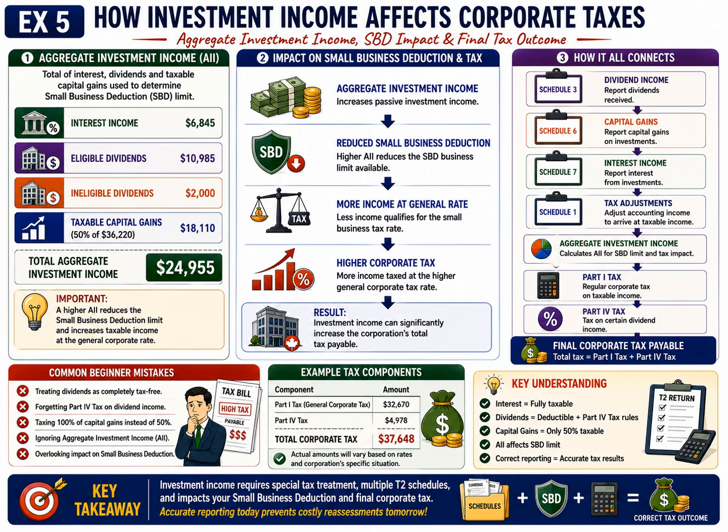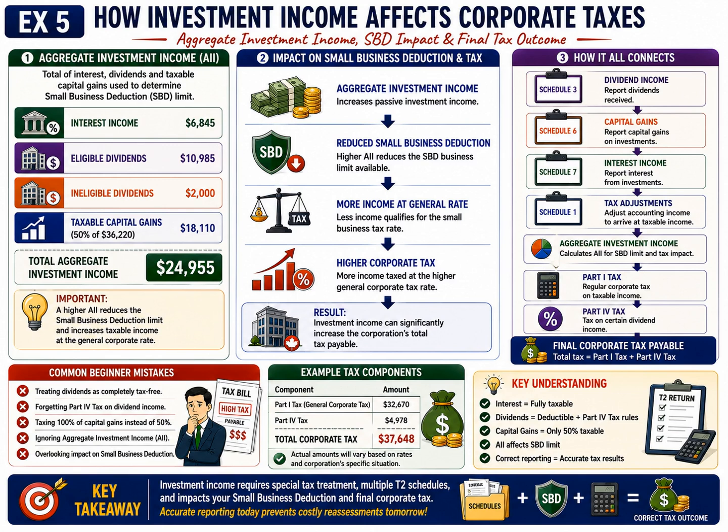After these adjustments have been completed, the corporation calculates its aggregate investment income. This figure is then used to determine whether the small business deduction must be reduced and whether any additional tax consequences apply. Finally, the corporation calculates its regular Part 1 corporate income tax. If applicable, Part 4 tax on dividend income is also added. Together, these components determine the corporation's final corporate tax payable.